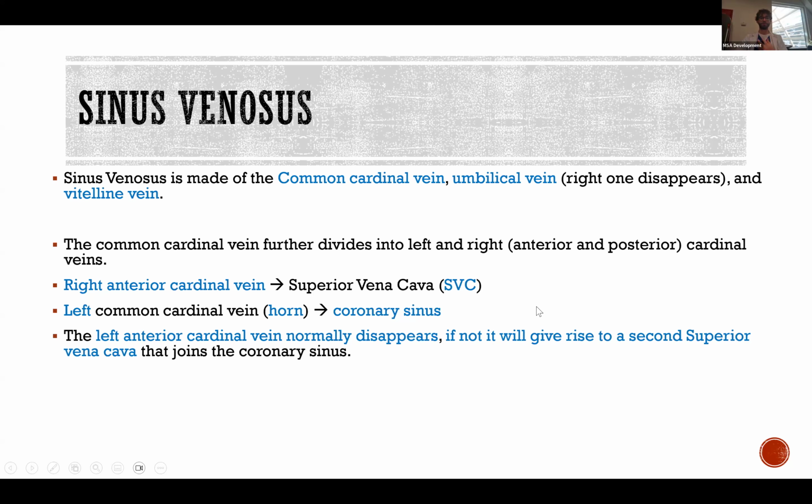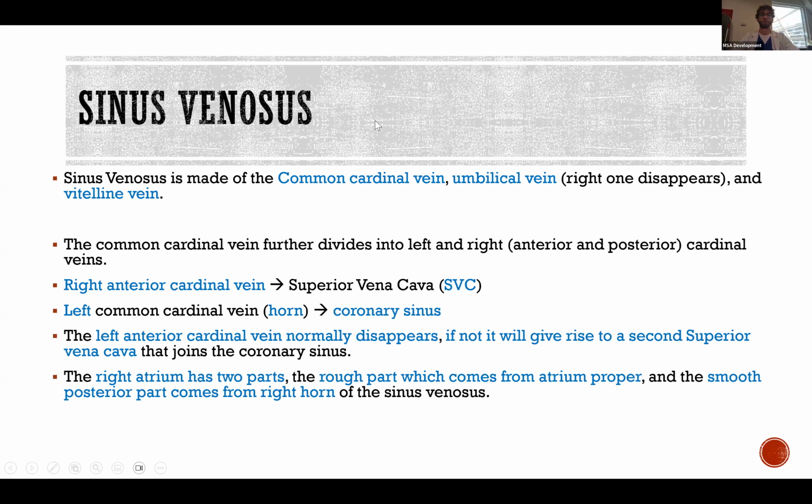For the right anterior cardinal vein, it's on the right, it will give you the superior vena cava. The left one, the left anterior cardinal vein, normally it disappears. But if it stays, we will have a second superior vena cava, which is obviously abnormal. As we said, the left horn or the left common cardinal vein will give us the coronary sinus.